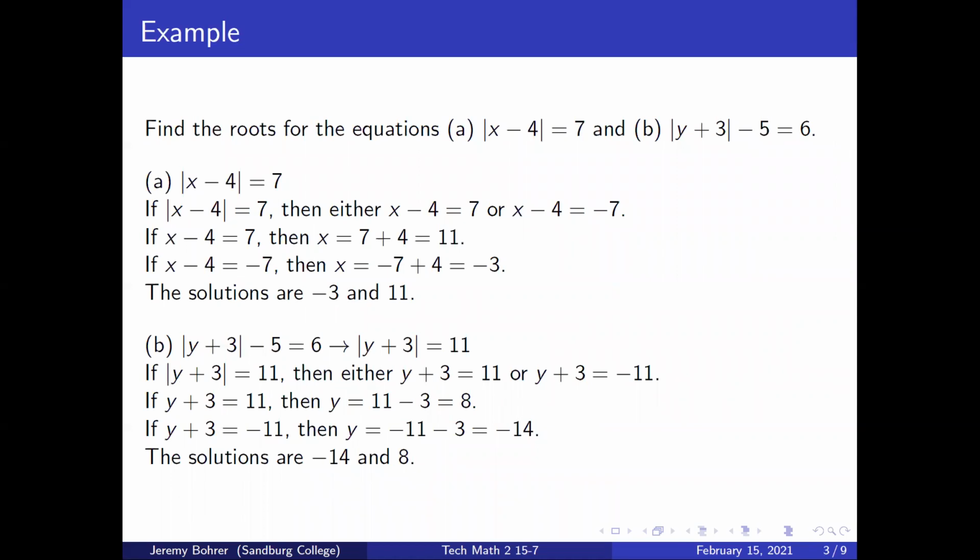For example, find the roots for the equations a, the absolute value of x minus 4 equals 7, and b, the absolute value of y plus 3 minus 5 equals 6. If the absolute value of x minus 4 equals 7, then either x minus 4 equals 7 or x minus 4 equals negative 7. If x minus 4 equals 7, then x equals 7 plus 4, which is 11. If x minus 4 equals negative 7, then x equals negative 7 plus 4, which is negative 3. The solutions are negative 3 and 11.